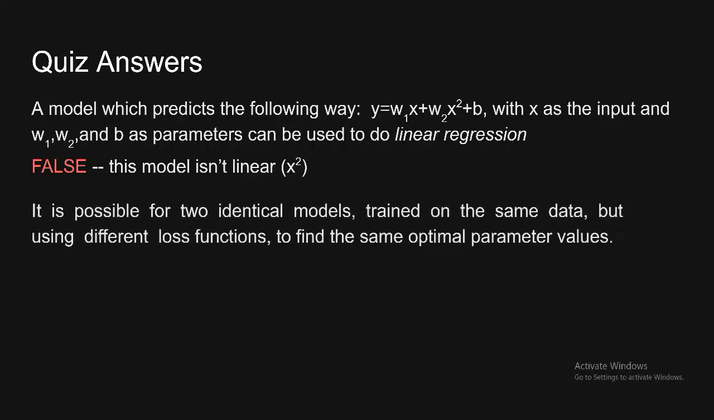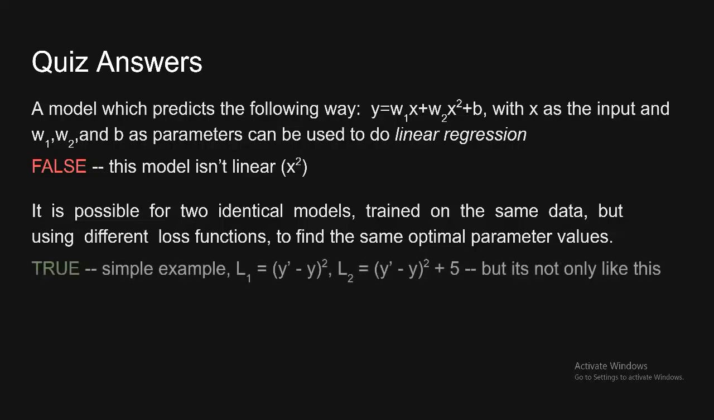Anyway, second, it is possible for two identical models, trained on the same data, but using different loss functions, to find the same optimal parameter values. True? False? Dissenters? You won last time. Just a couple. All right, it is true.